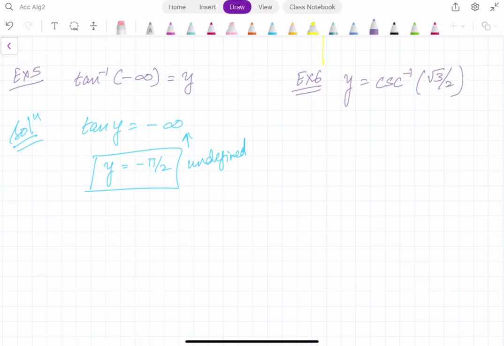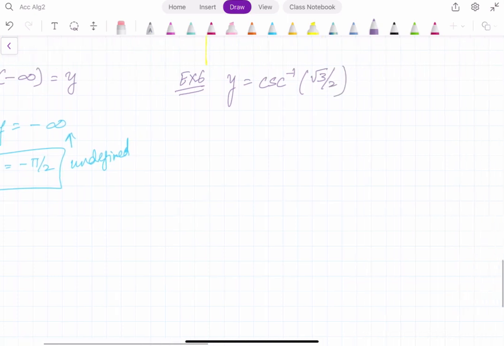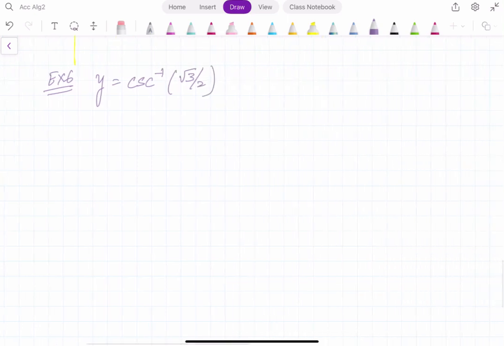Now this problem is very interesting. y is equal to cosecant inverse of radical 3 over 2. When we graphed the cosecant function, we talked about it. Instead of graphing the cosecant function directly, we graph the sine function first, and then on every hill and valley, we bounce up or bounce down.